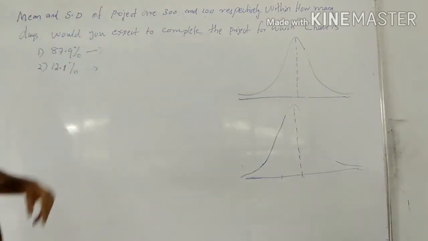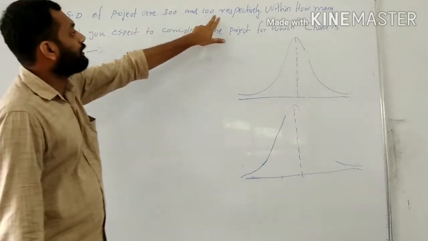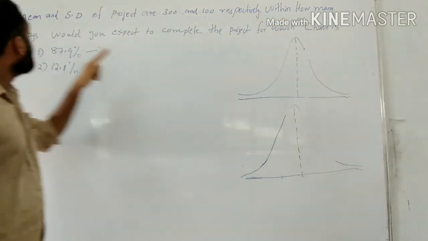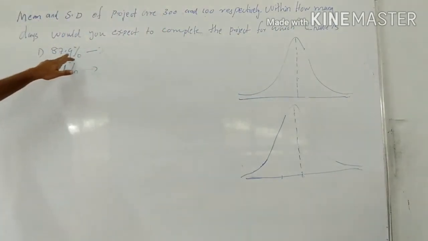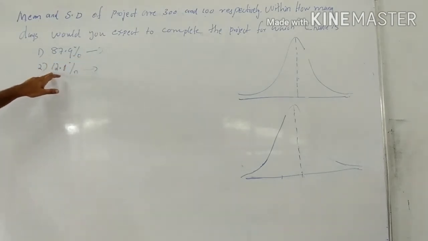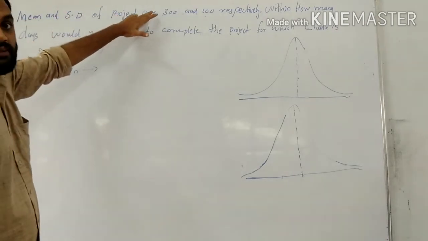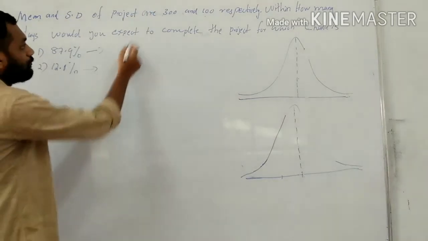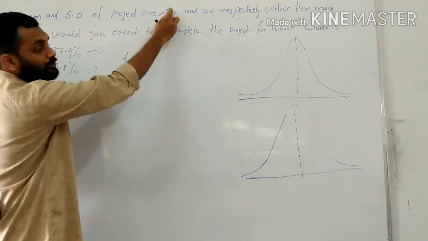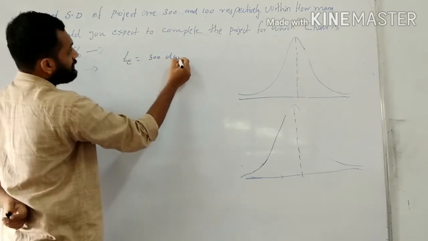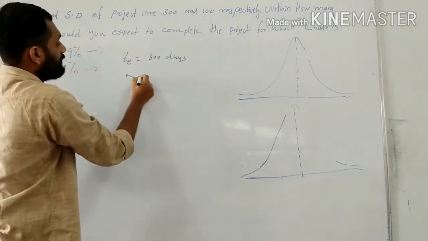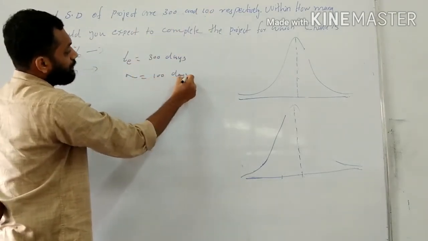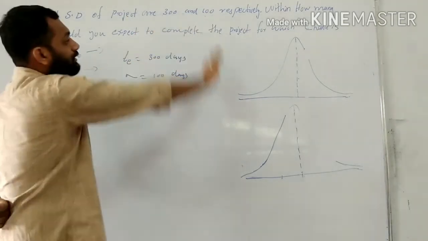Mean and standard deviation of a project are 300 and 100 respectively. Within how many days would you expect to complete the project for which the chance is 87.9% and 12.1%? Here the mean, which means the expected duration of the project, TE, is equal to 300 days, and the standard deviation is 100 days.